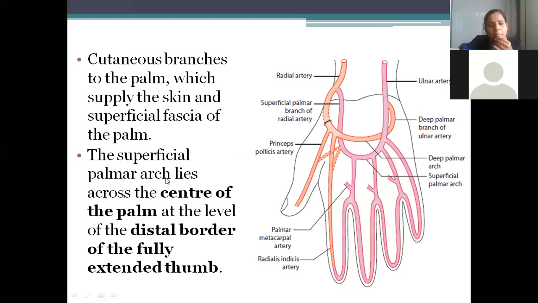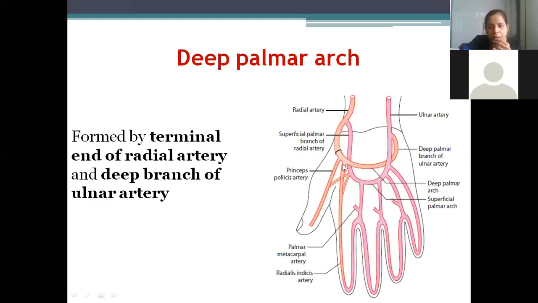Then we will go to the deep palmar arch. Very simple. For the deep palmar arch, the direct continuation of the superficial palmar arch was from the ulnar artery. So there is one branch. That means the deep branch of the ulnar artery and the direct continuation of the radial artery.